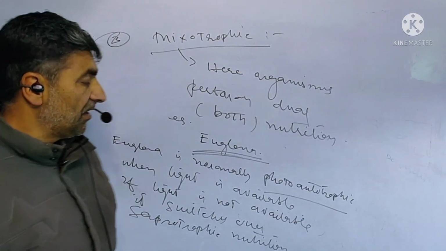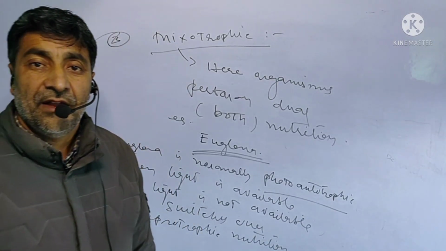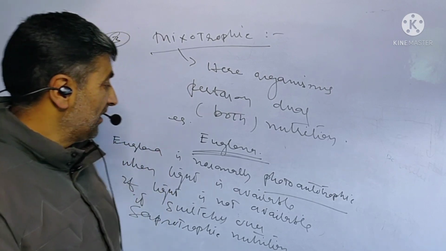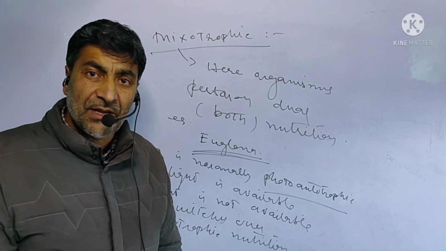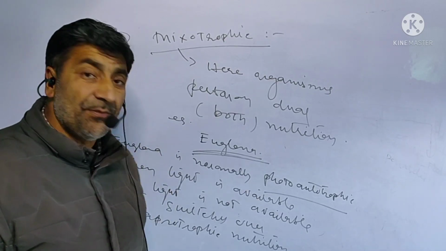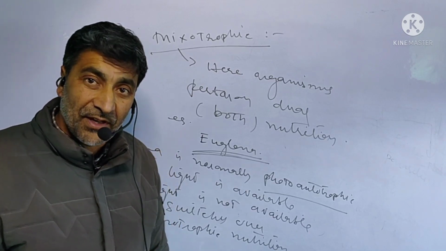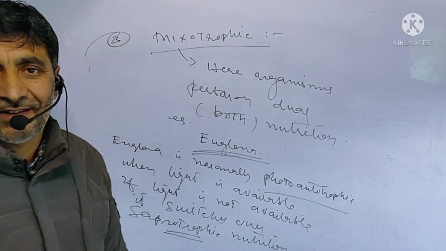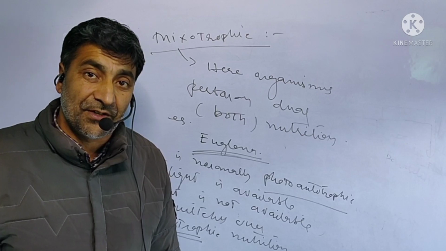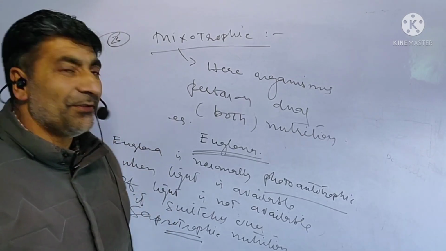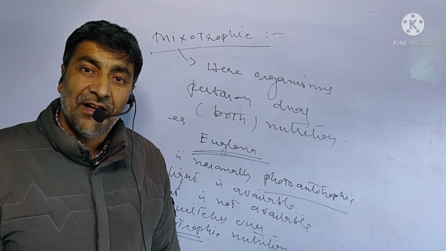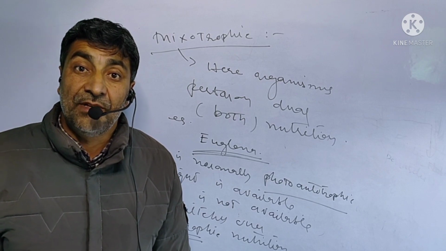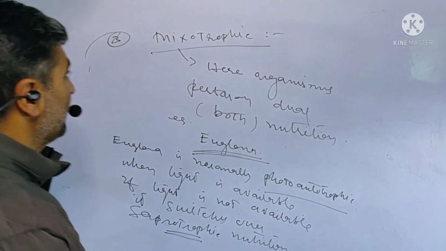Shabash, try to understand. Euglena is normally photoautotrophic. It performs photosynthesis as it contains chloroplast and chlorophyll, so it traps solar energy and brings about photosynthesis when light is available. Suppose when light is not available, it then switches over to saprotrophic nutrition. So it possesses both autotrophic and saprotrophic modes of nutrition, and that type of nutrition is called mixotrophic nutrition.